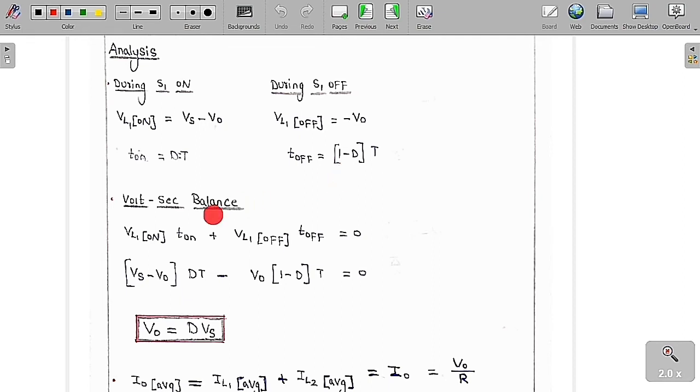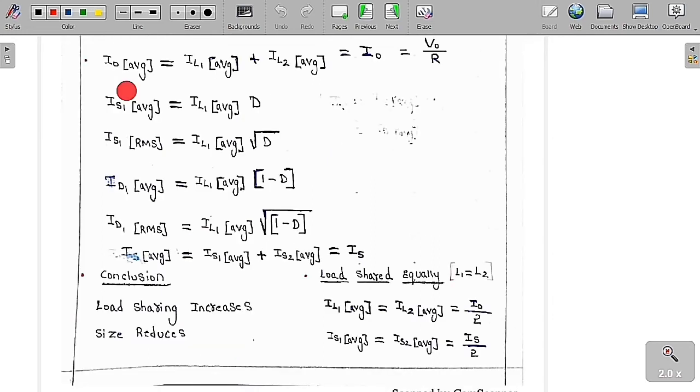Now if you apply the volt-second balance, which is VL1 on into Ton plus VL1 off into Toff is equal to 0, meaning the average value of the inductor voltage is equal to 0. VL1 on is Vs minus V0, Ton is DT, VL1 off is minus V0, Toff is (1 minus D) into T, equal to 0. If you solve this, we get V0 equal to D into Vs. So this is the same as the single buck. Even if you connect just one buck converter or more than one buck converter in continuous conduction mode, the average value of the output voltage will remain the same: V0 is equal to D into Vs.